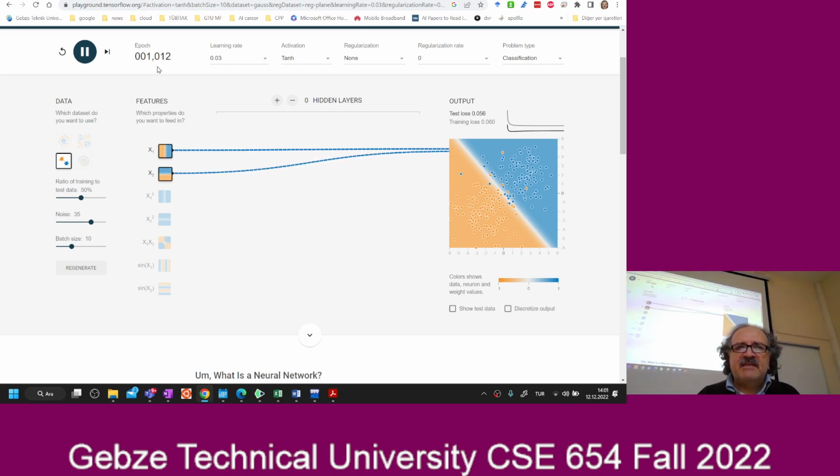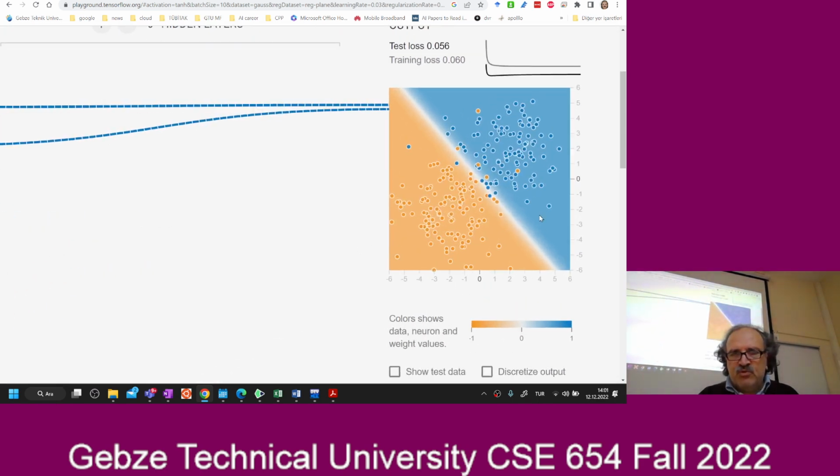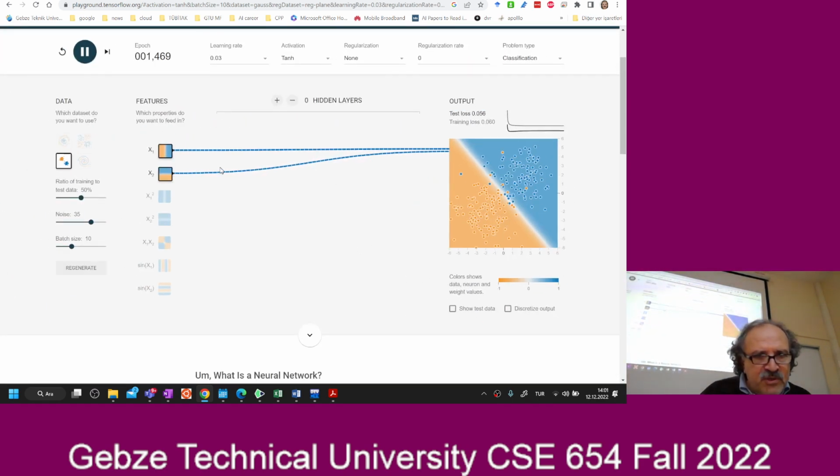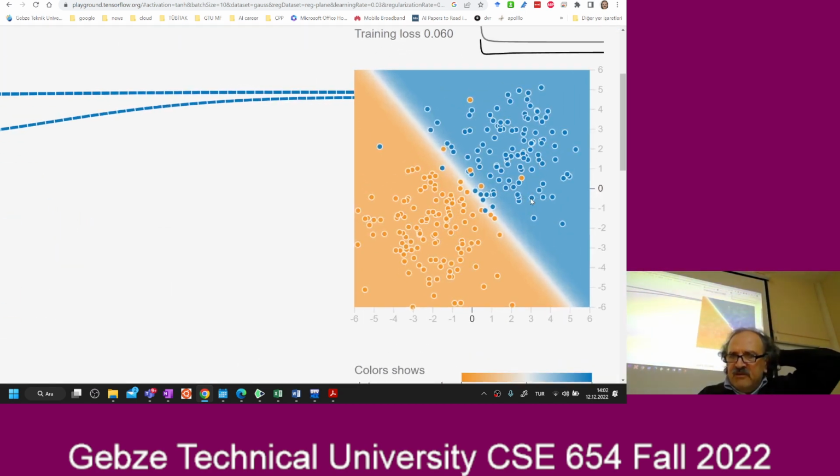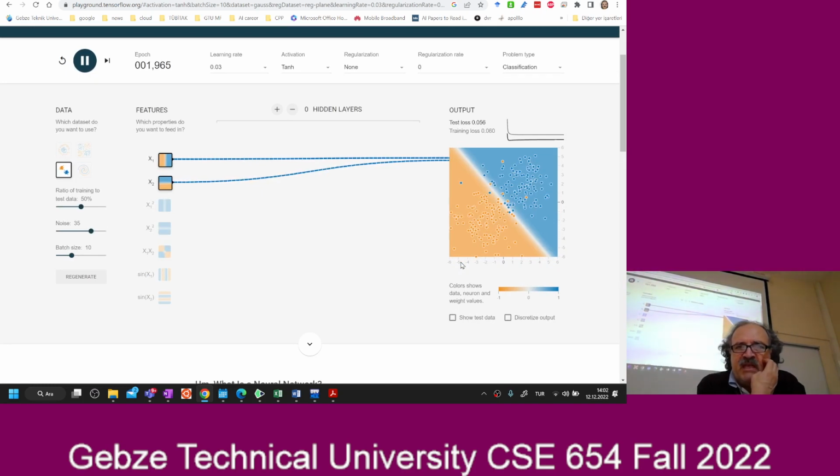What is epoch? Epoch is every time I run this gradient descent for the whole data set. How many points do I have? I don't know. I think maybe 1,000 points, 500 blue and 500 orange points. If I run my gradient descent program through all those points one by one once, that's called an epoch.